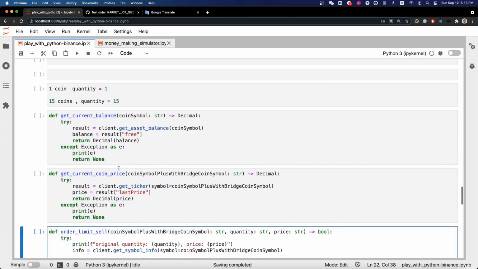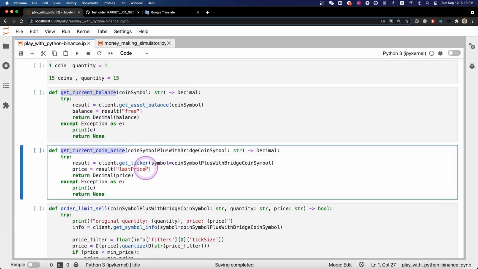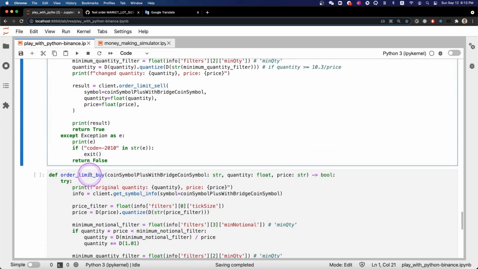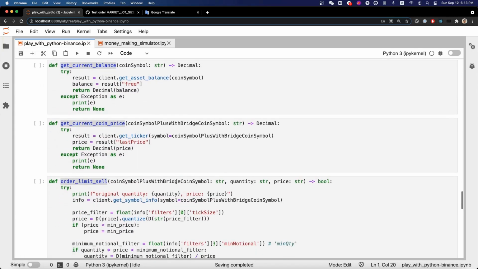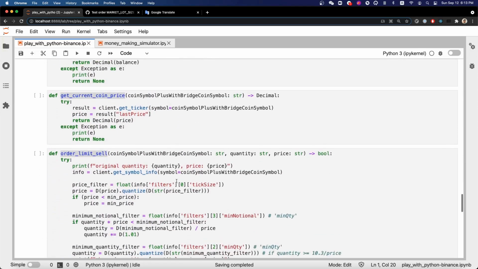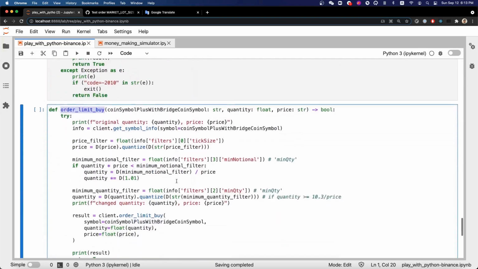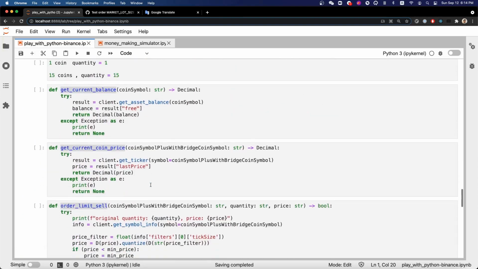As you could say, these functions: get current balance, get current coin price, order limit sell, and order limit buy. The 4 functions are the essential parts for your automatic trading bot. They are the foundations for your bot. So if you want to develop your own, you will always need the 4 APIs.